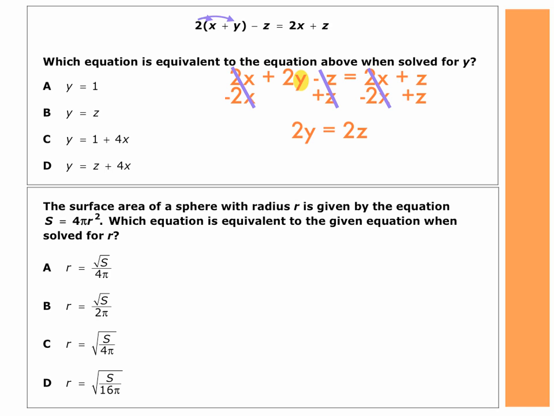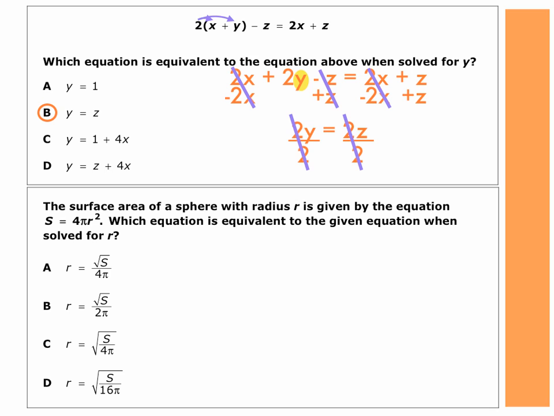The last step here is right now I'm multiplying 2 times y. The opposite of multiplying y by 2 is to divide it by 2. And when I do that, my 2's cancel out. And if you look at the 2z divided by 2, on that side, my 2's are also going to cancel out because 2 divided by 2 is just going to leave you with 1z. So I have y equals z, so my answer is B.